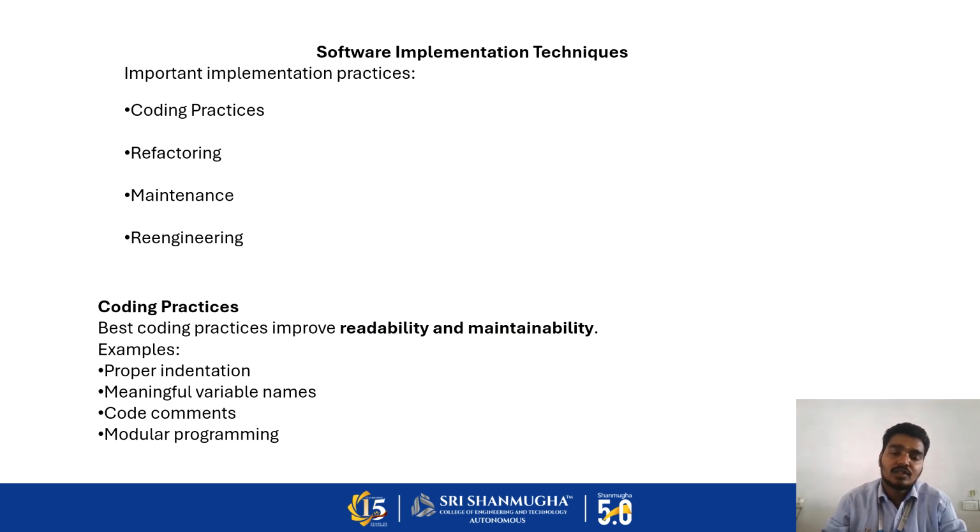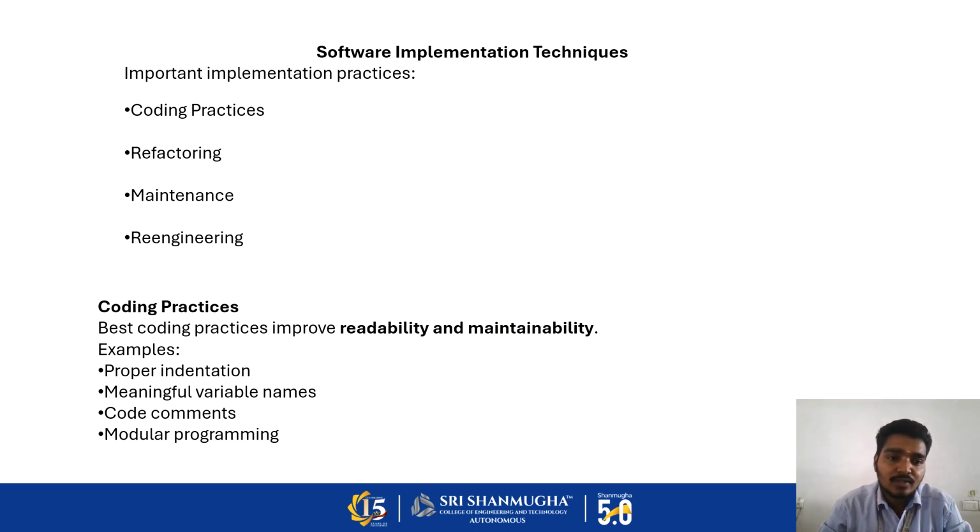Refactoring works to rearrange the software implementation techniques. Maintenance is an important method for the software development process. Maintenance means you regularly follow and update the software development models. Next, re-engineering. The old model is reworked for the upcoming new generation. That is called re-engineering. So let's see the first point, coding practices.